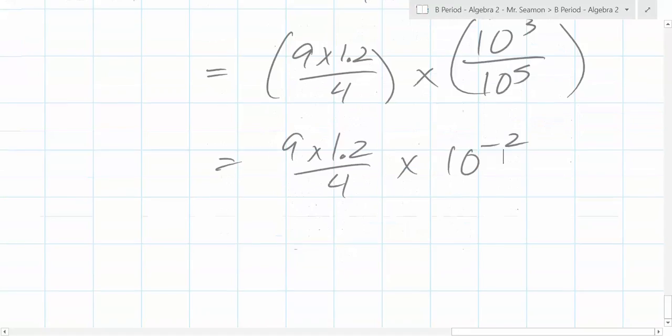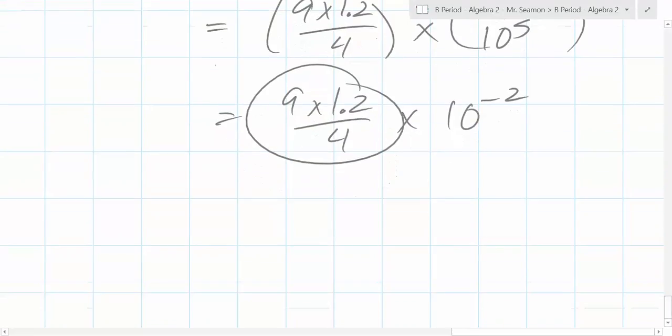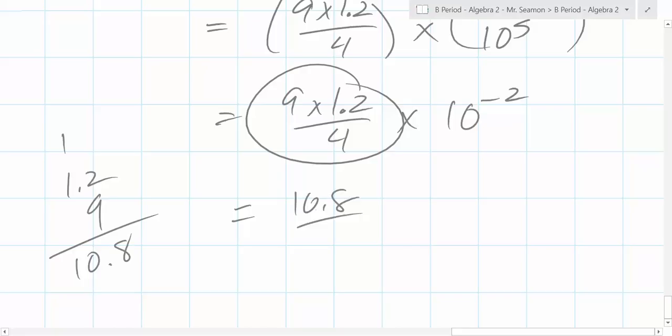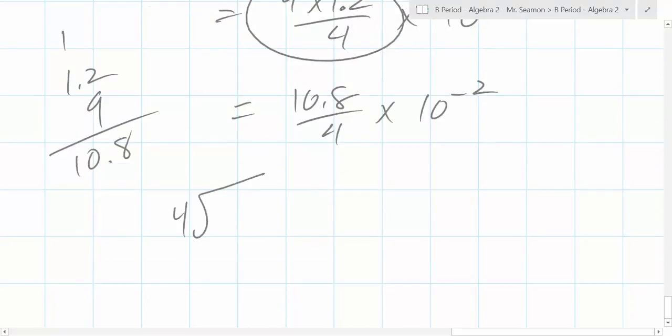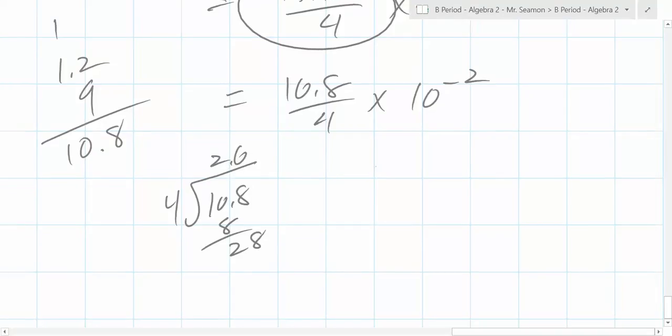We're not quite done yet because this right here needs to be simplified, so you do that out. You do 9 times 1.2, 1, 8, what is it going to be, 10.8? 10.8 over 4 times 10 to the negative 2. And then you have to do 4 into 10.8. That's going to be 2, 8, 2, 8, and it's 2.6? 2.7, thank you. So what do you end up with? 2.7 times 10 to the negative 2. Done. Get out of here.